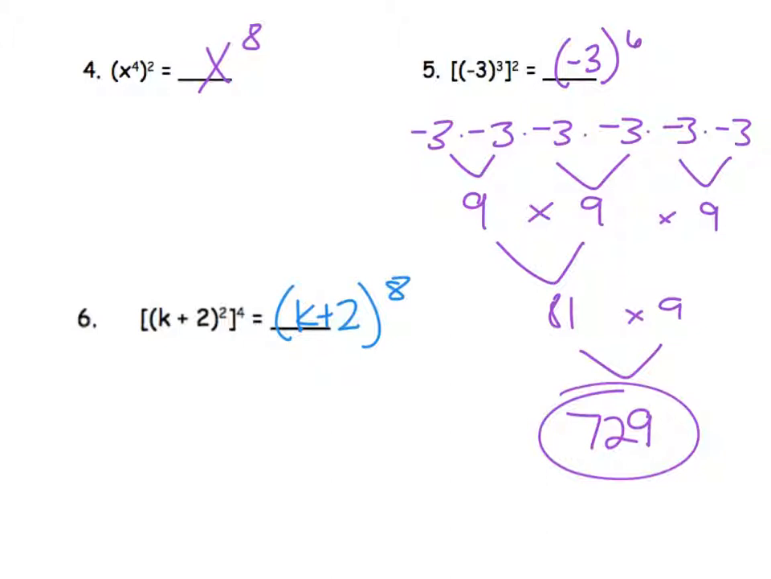Looking at the answers for number 4, our answer is x to the 8th. Number 5, you get the negative 3 raised to the 6th power. If you figure out what it is mathematically, you end up with 729. And number 6, we have the quantity k plus 2 raised to the 8th power.